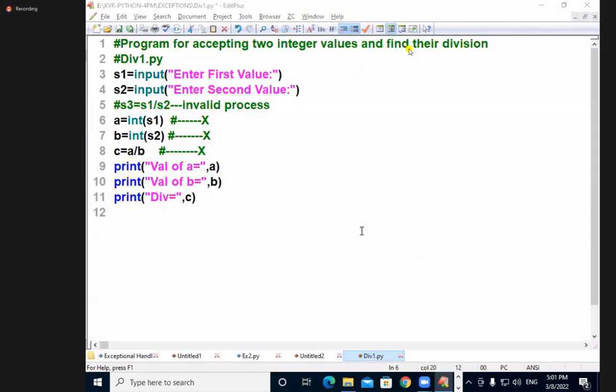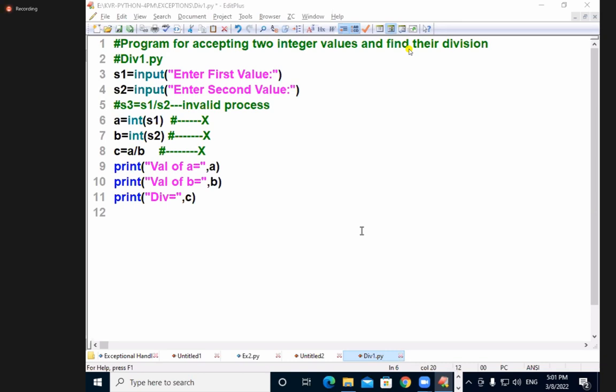Robust or weak? It is a weak program. These programs nobody will take in the software industry. Whatever programs we write like that, they are not robust at all. Now I need to convert this program into what? Robust. Robustness is nothing but what?